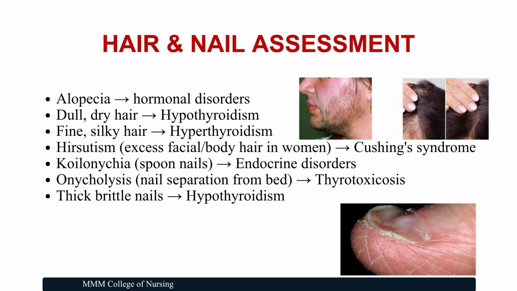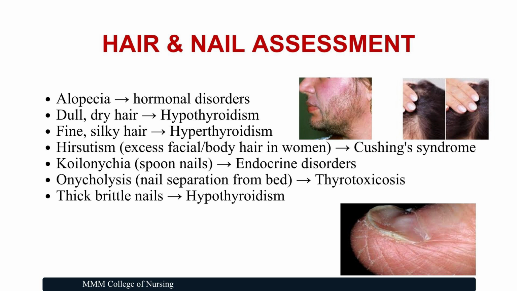Next one is hair loss. Alopecia is very common in hormonal disorders. Hirsutism is common in females with excessive androgen levels; it will be present in Cushing syndrome, PCOS and adrenal tumors. In hypothyroidism you can see dull, coarse, dry hair. In hyperthyroidism you can see fine, silky hair.